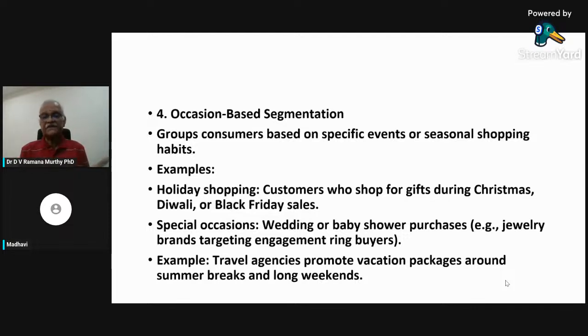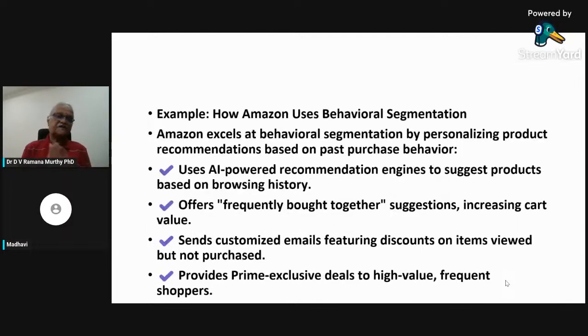For example, recently we have, of course, you might be knowing it, the Mahakumbh Mela, where a lot of travel agencies have come in with a lot of tourist packages, even through helicopter travel to visit Prayagraj to participate in the Kumbh Mela. That's how it goes. So occasion-based segmentation, we have this kind of classification: shoppers, customers for holiday shopping and customers for special occasions.